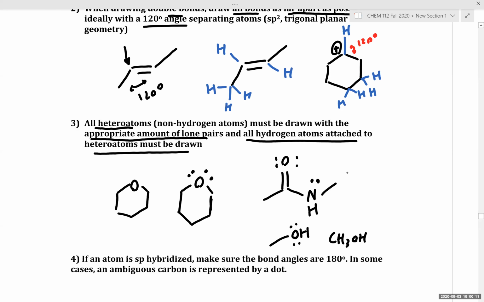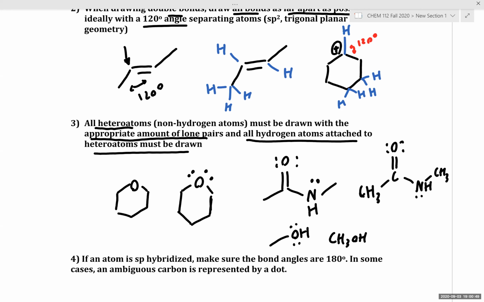Exactly right. And to show that explicitly, I'm going to write out the full formula for this structure. So we have CH3, CO, and then to finish off this structure, we have NHCH3. So as we notice, the end of a line is only represented by a carbon if there's no other atom at the end of that line. Does that make sense? Did that address that question?